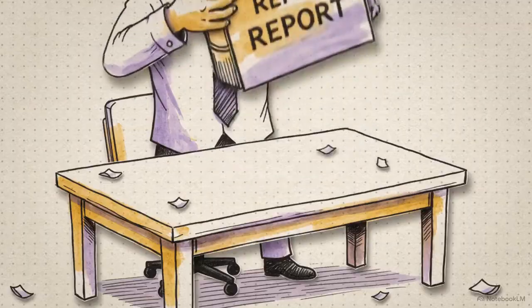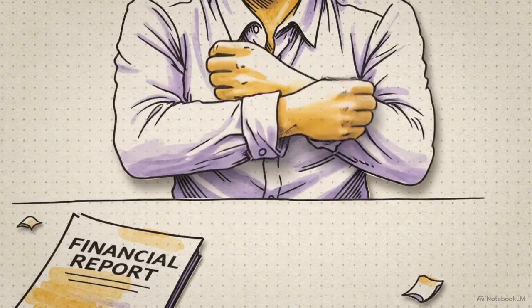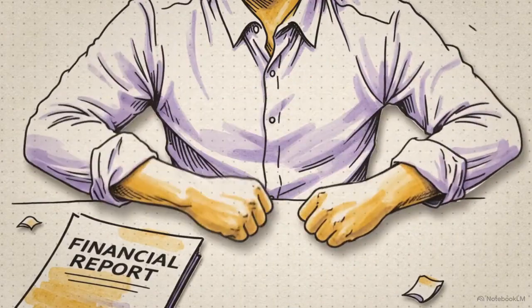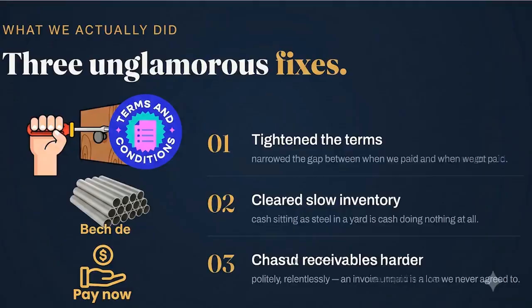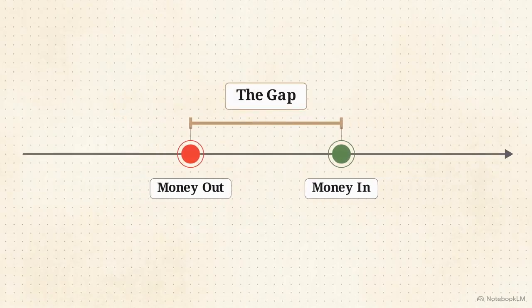Surviving this requires stepping away from the income statement and executing a series of highly unglamorous operational fixes. This slide outlines the necessary steps. First, you have to tighten your terms and conditions. You must forcibly narrow the gap between the day money leaves your accounts and the day it comes back.